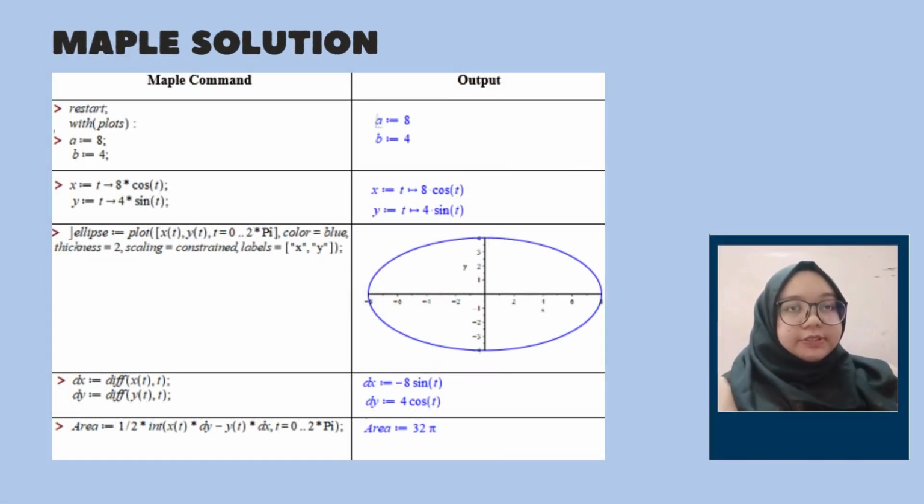For the Maple solution, first we need to define a and b. The a is 8 and the b is 4, and the second step is we need to define x and also y. Third step is we need to define the ellipse, the color, the thickness, the scaling, and also the labels to make the shape of the ellipse appear in Maple. Fourth step is we need to define dx and dy. So the output is dx equal to negative 8 sin t and dy is 4 cos t. Last but not least, we need to define the area. So the final answer is 32 pi.